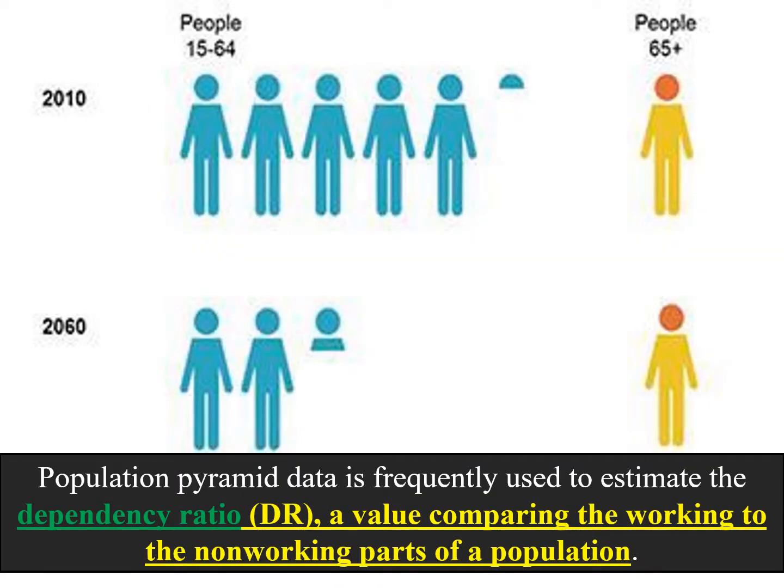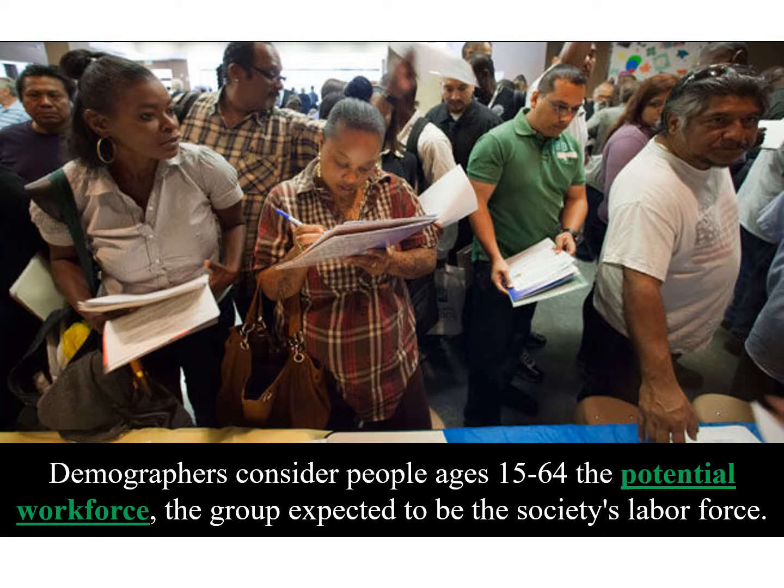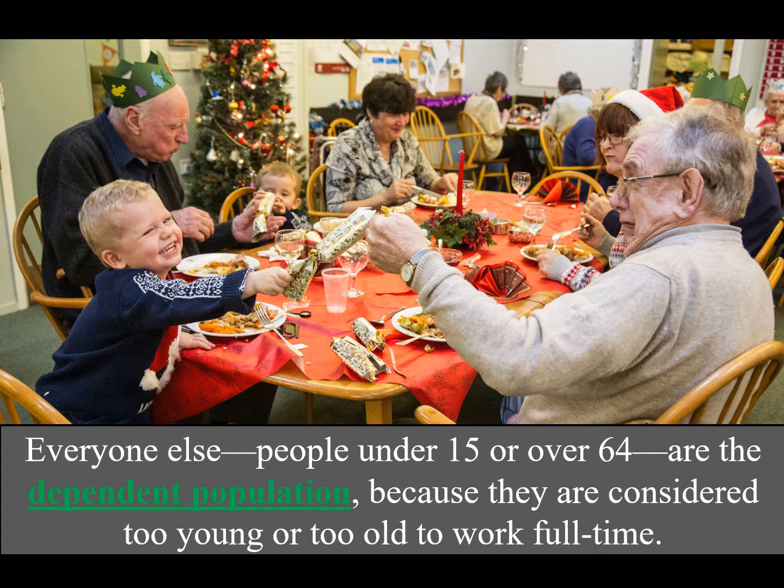Population pyramid data is frequently used to estimate the dependency ratio, a value comparing the working to non-working parts of a population. Demographers consider people ages 15 to 64 the potential workforce, the group expected to be the society's labor force. Everyone else, people under 15 or over 64, are the dependent population because they are considered too young or too old to work full-time.